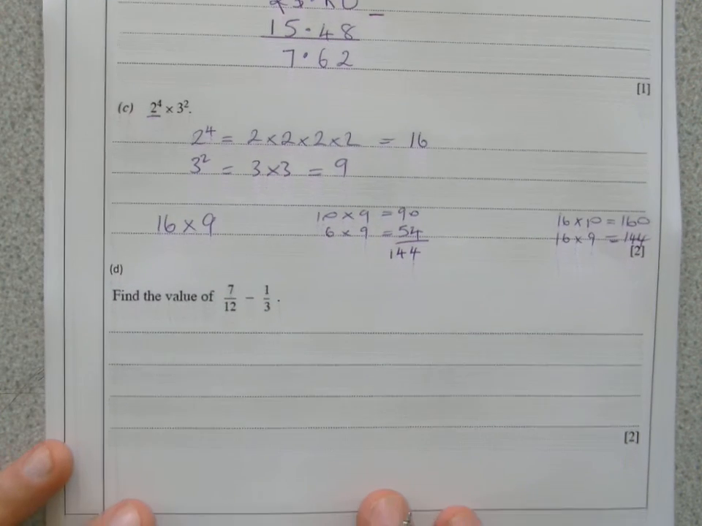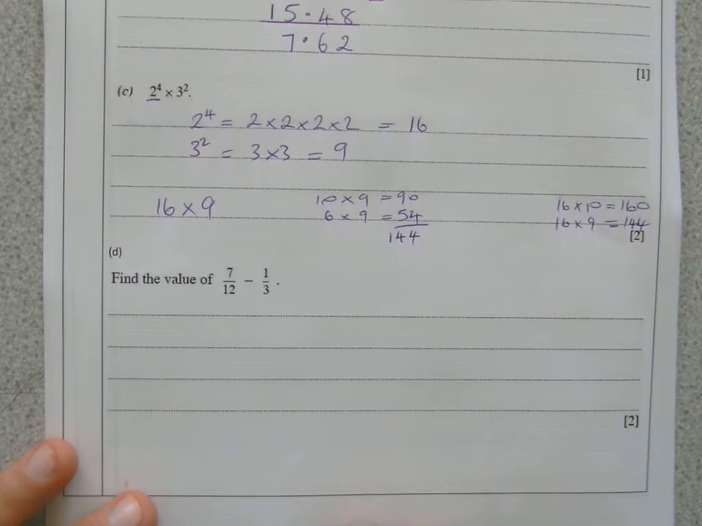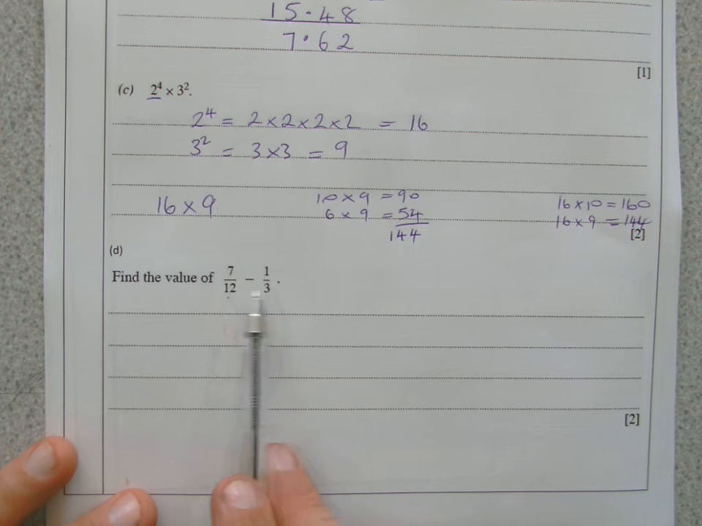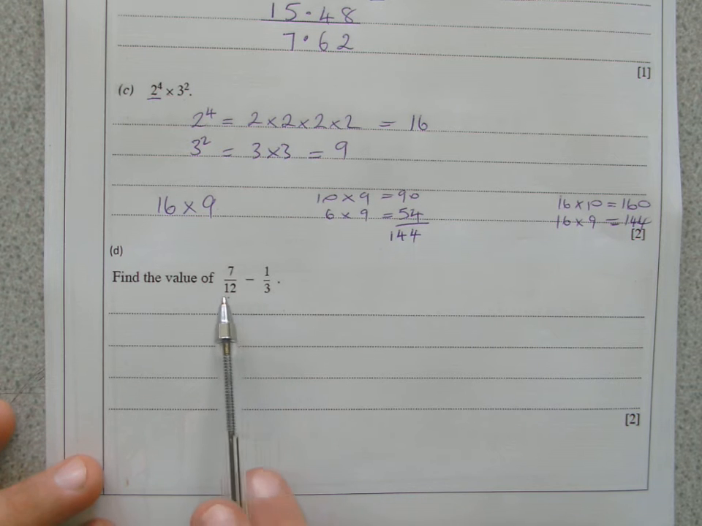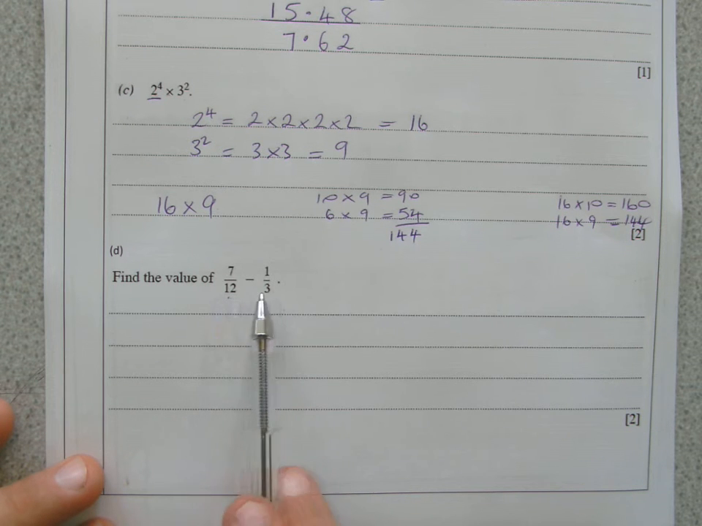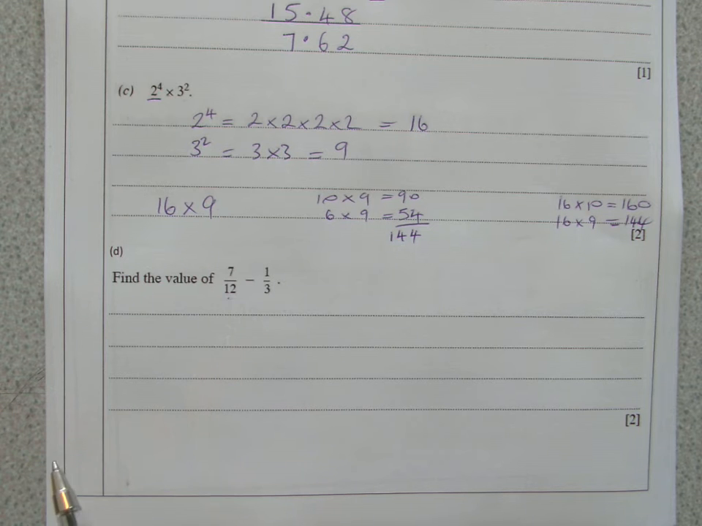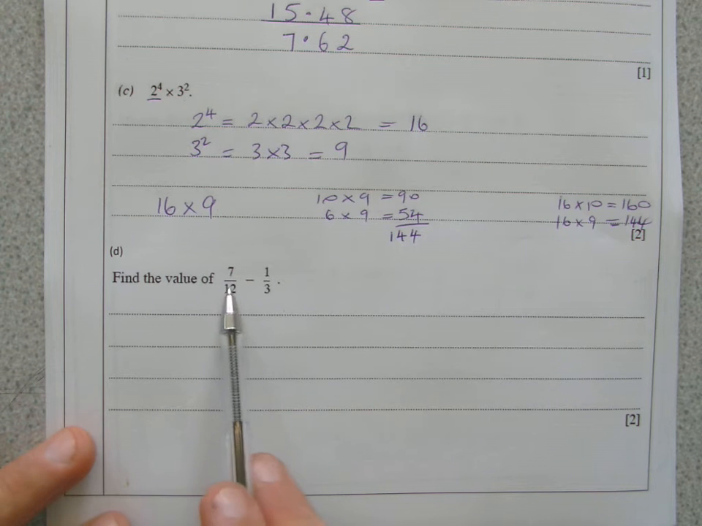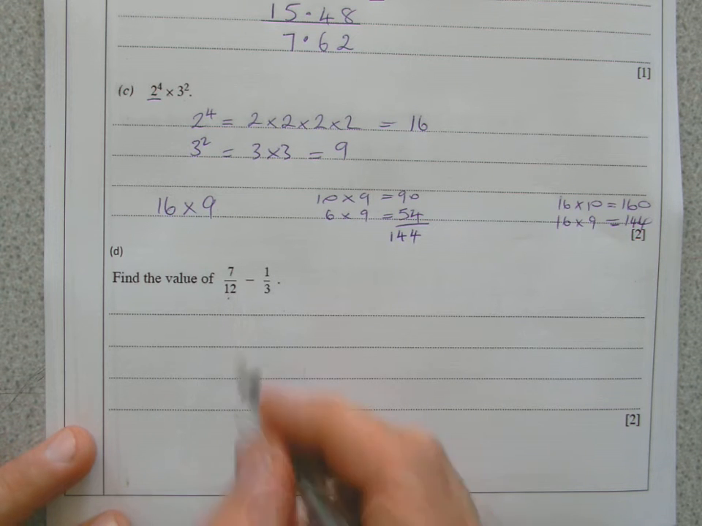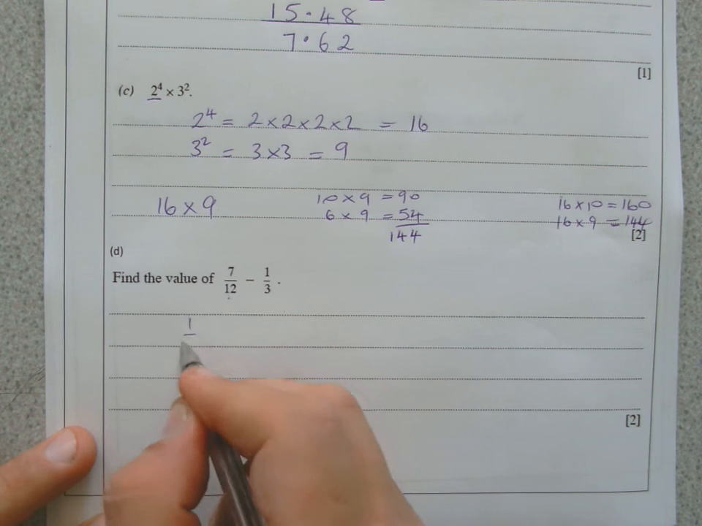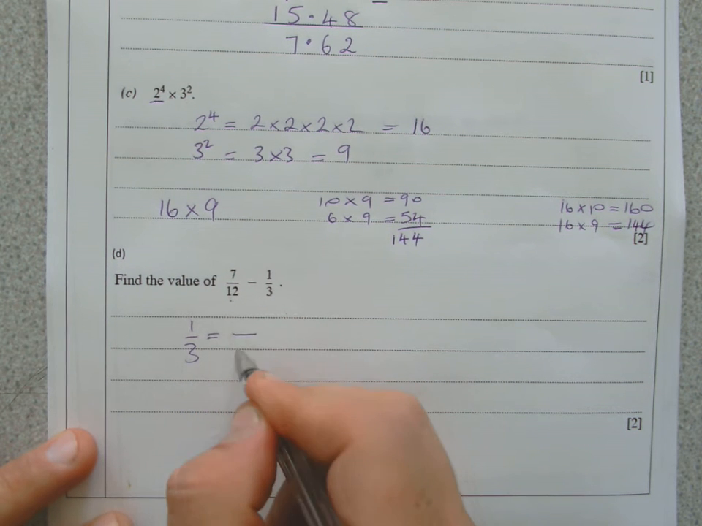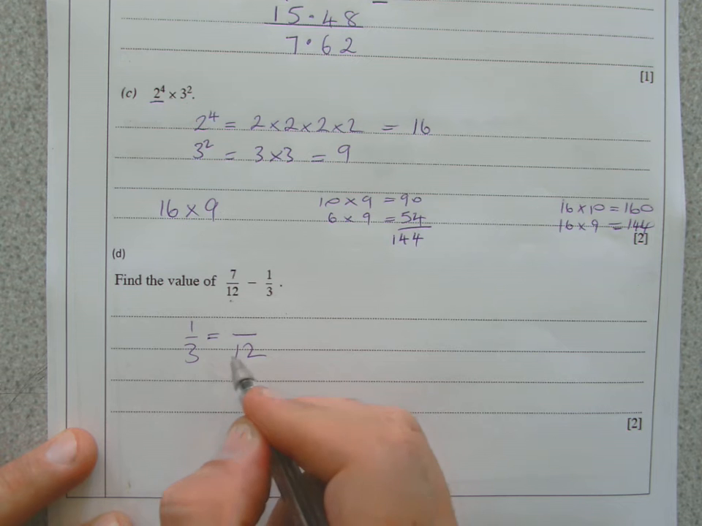Anyway, part D, fractions here taken away. Now when you take away fractions, don't forget you need to get the bottom values the same before we take away. Now they're not the same here. So we need to find a number that 12 and 3 go into. So 12 is what I'm thinking of. We can actually keep that as it is, 7 twelfths. The third will change. So that's out of 12. 3 goes into 12, doesn't it?